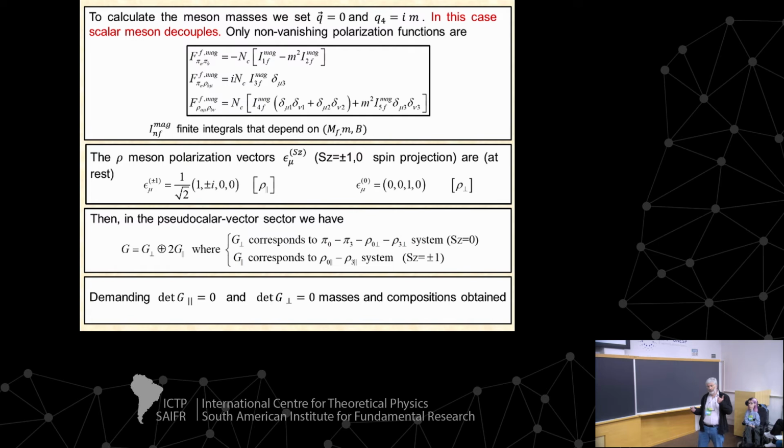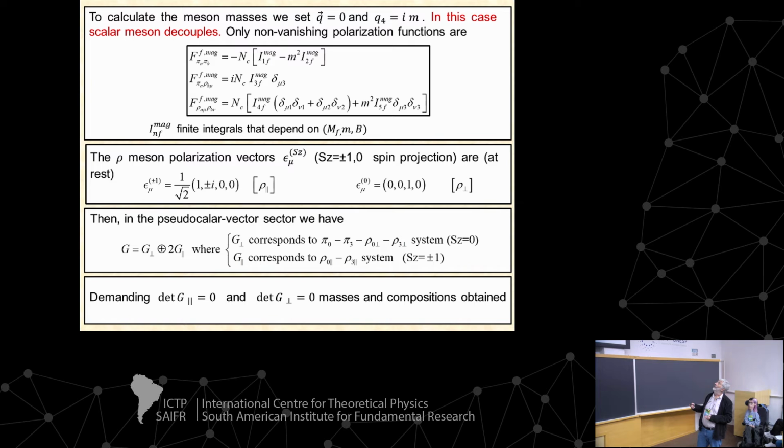When you do that, in addition, I put all the mesons at rest because I want to calculate the masses. So I set vector Q equal to 0. And in that case, you can see that the scalars decouple. So there is no mixing between scalars and pions and rhos. And these are the only mixings that survive.